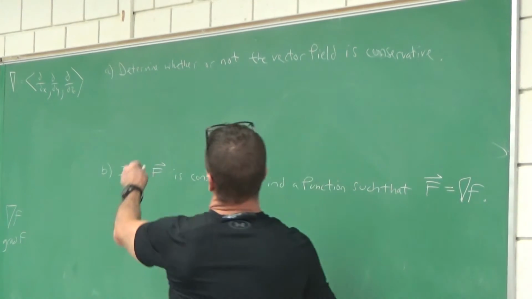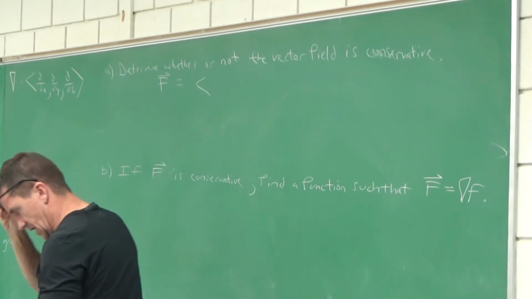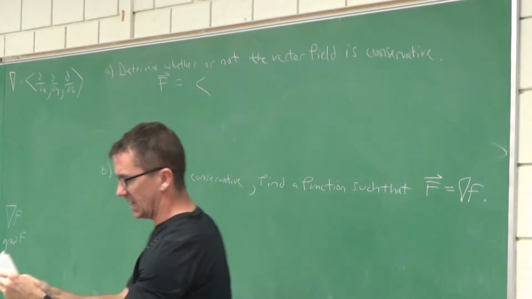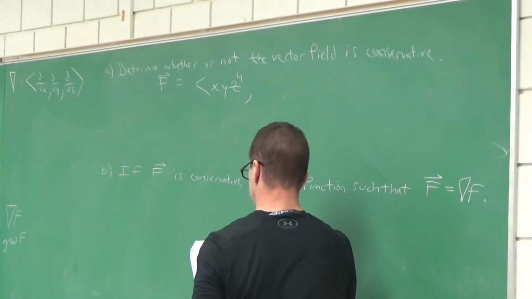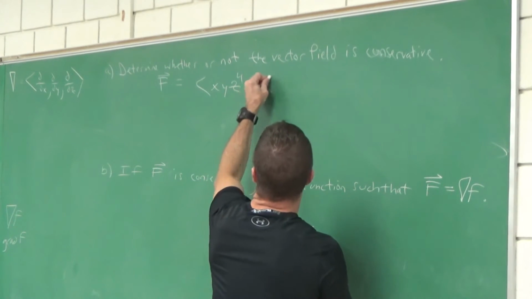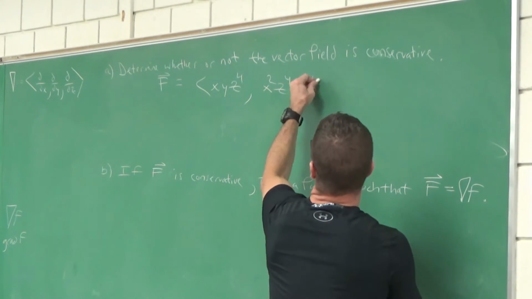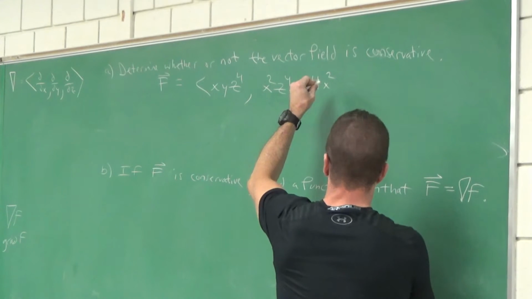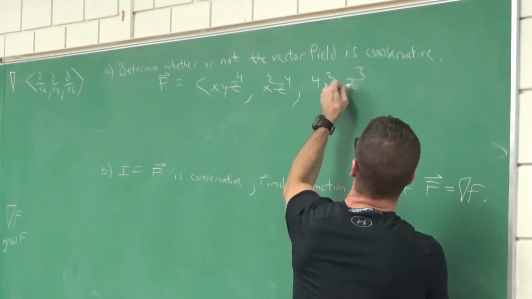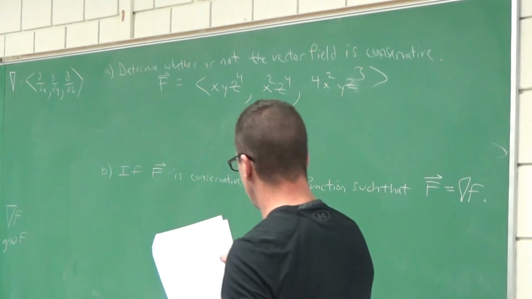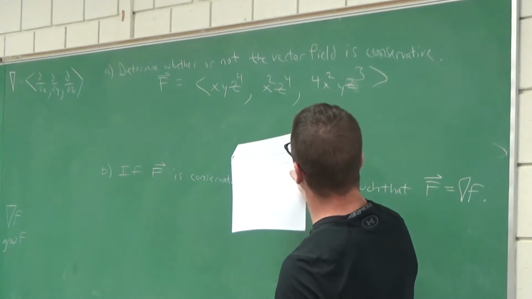And the vector field I want to give you, here it is. I'll do a couple of these. All right, let me copy this. F equals xyz to the 4th, x squared z to the 4th, 4x squared yz cubed, and slide, yz cubed, 4x squared yz cubed, x squared z to the 4th, xyz to the 4th.